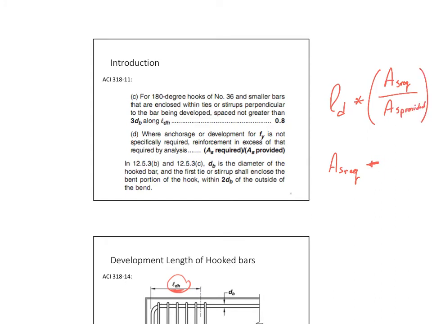Again, what does that mean? It means that, for example, I need 3 phi 16. But I did not provide 3 phi 16, I provided 4 phi 16. Then my LD can simply be LD times 3 over 4. Why is this? Because I placed an amount of reinforcement that is 4 while I only needed 3. Then I can reduce my LD.